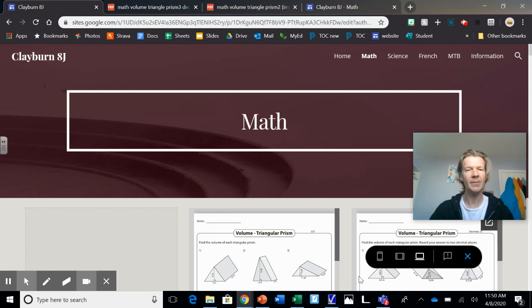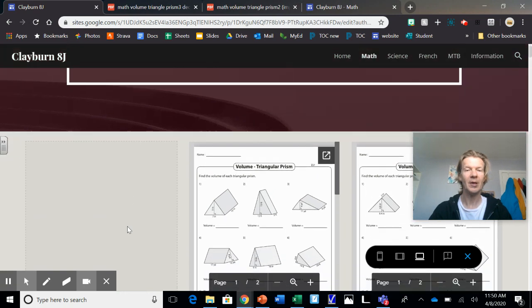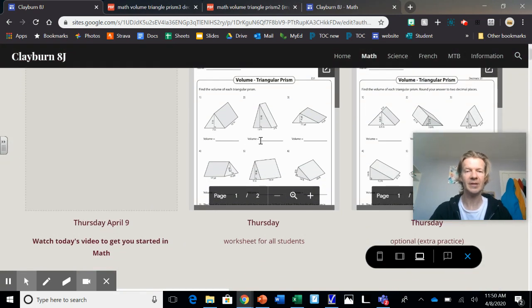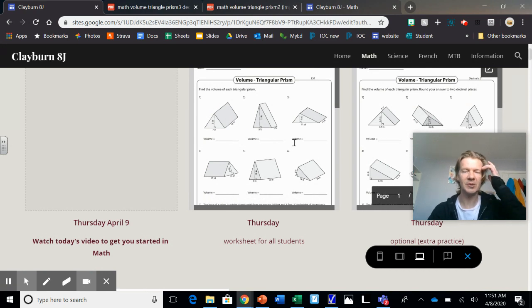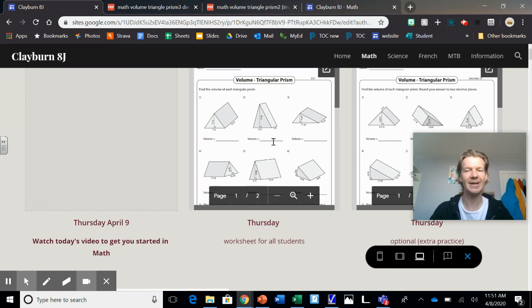So for today, you've already clicked on this video. It's not showing here yet because that's what I'm making right now. But we're going to look at this. This is the work for today. This worksheet right here, and it's a lot like the prism worksheet from yesterday, only you have to calculate the area of the triangle, and I get to that in just a minute.